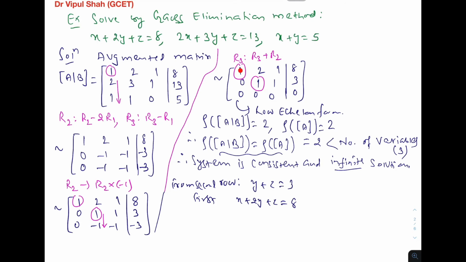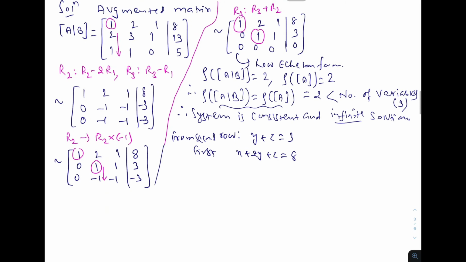Now see this one, check where the leading ones are. It is in the first column and the second column. There is no leading one in the third column. So let us take, say, z equal to t. Okay, z equal to t.